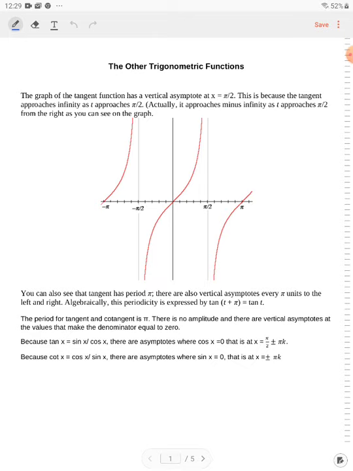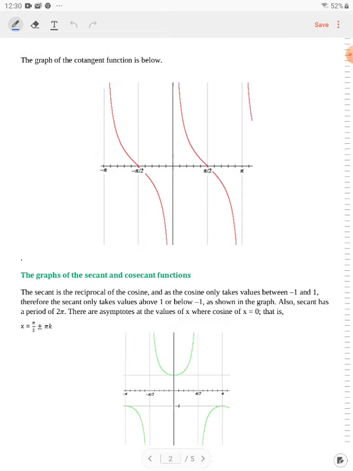And cotangent is defined to be cosine over sine, so the asymptotes for cotangent will be at pi plus or minus pi k. And the asymptotes for tangent are pi over 2 plus or minus pi k. Okay, there's a graph of the cotangent.